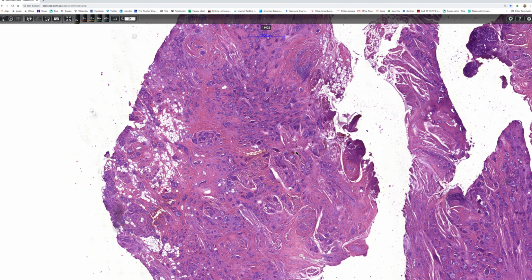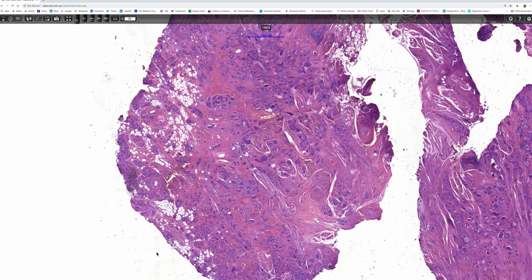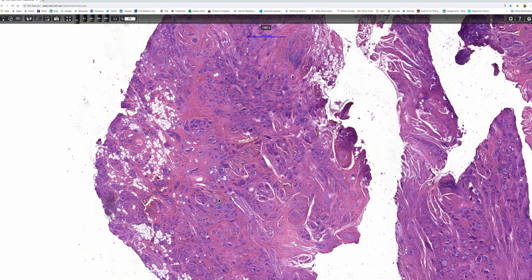What we can see is dense fibrous tissue infiltrated by a tumor which extends down into subcutaneous fat and in fact involves skeletal muscle at the base. And we can see at this scanning magnification that the tumor presents as little nodules scattered throughout the connective tissue. So let's have a look at this at slightly higher magnification.